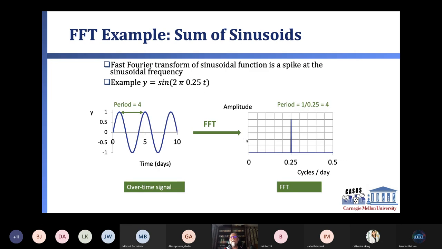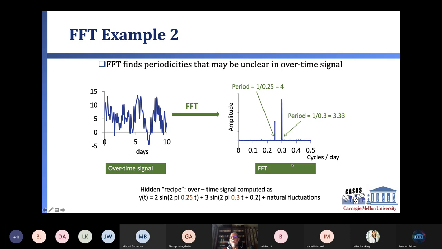For example, here's a basic sine wave, and you can see if you take an FFT of it, you get an impulse. All of the energy is at one frequency. In this case, it's at a quarter, I'm sorry. If we take a random variable signal like this and do an FFT, we might discover that there's this frequency, which has a period of 1/4 of the sample period, and another one at 1/0.3 or 3.33 of a sample period.